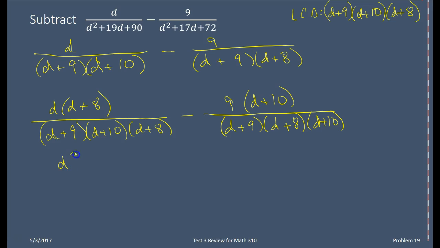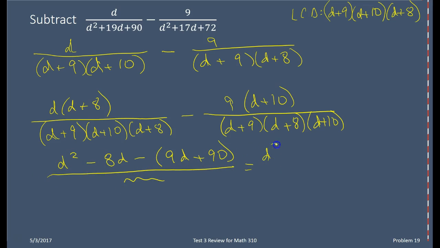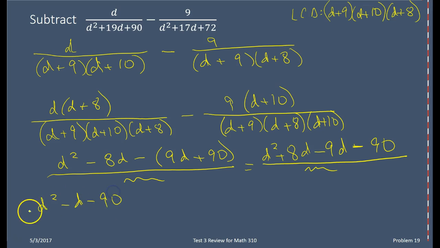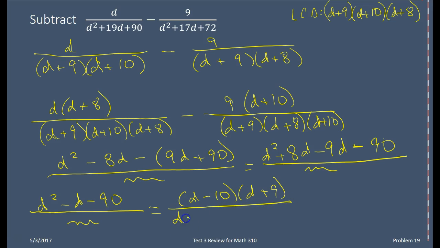So now, simplifying the numerators, we get d squared plus 8d minus, parentheses, 9d plus 90 over our common denominator equals d squared plus 8d minus 9d minus 90, which is d squared minus d minus 90 over, I'm going to do it again because I'm going to factor the numerator to be d minus 10, d plus 9 over, and now I'll write out my least common denominator.